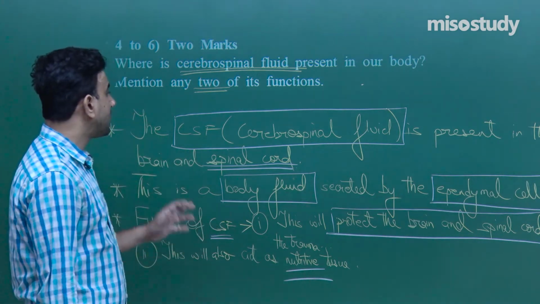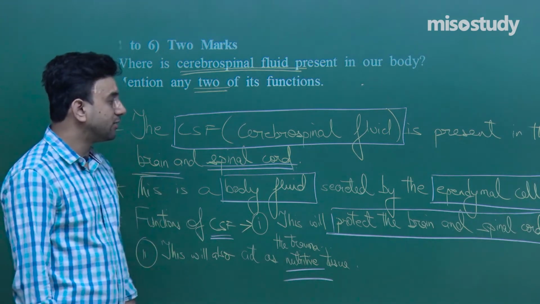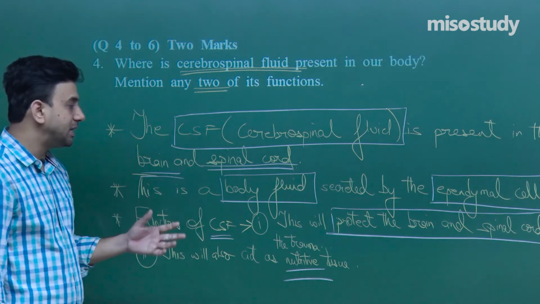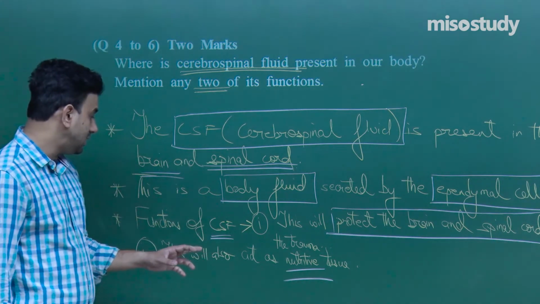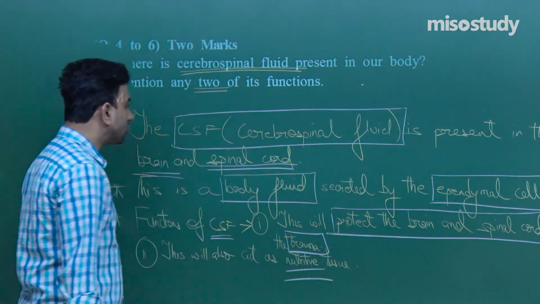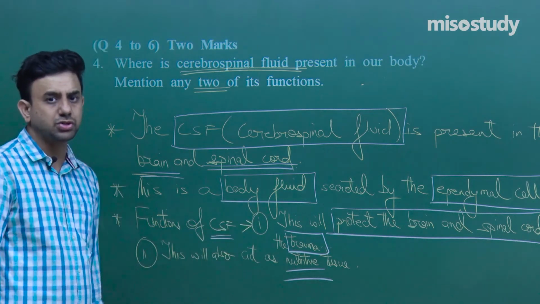So, the cerebrospinal fluid is present in the brain and spinal cord, right. It is a body fluid which is secreted by the ependymal cells, and this will protect the brain and the spinal cord against the trauma, right, and this will also act as the nutritive tissue. Friends, you note down this, and then we will continue after just a short break.